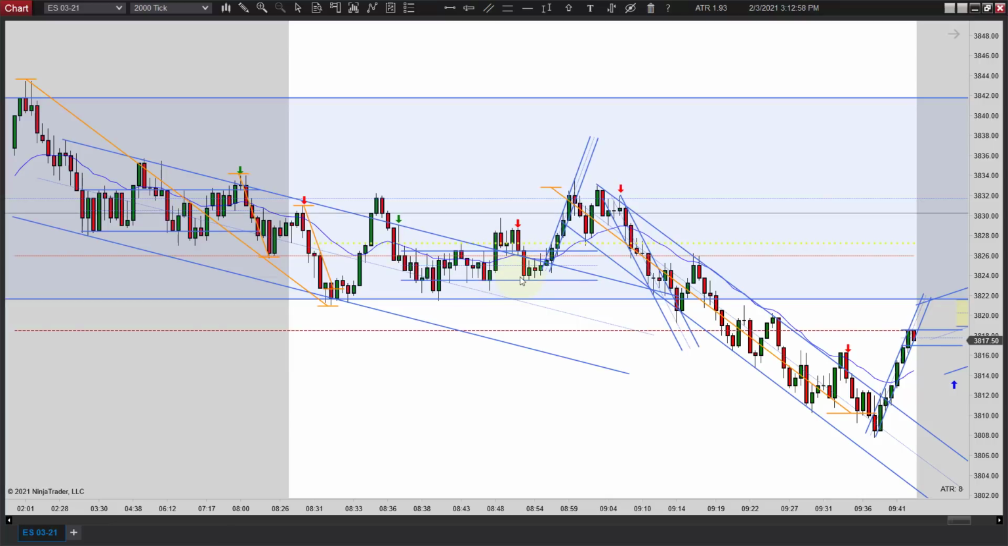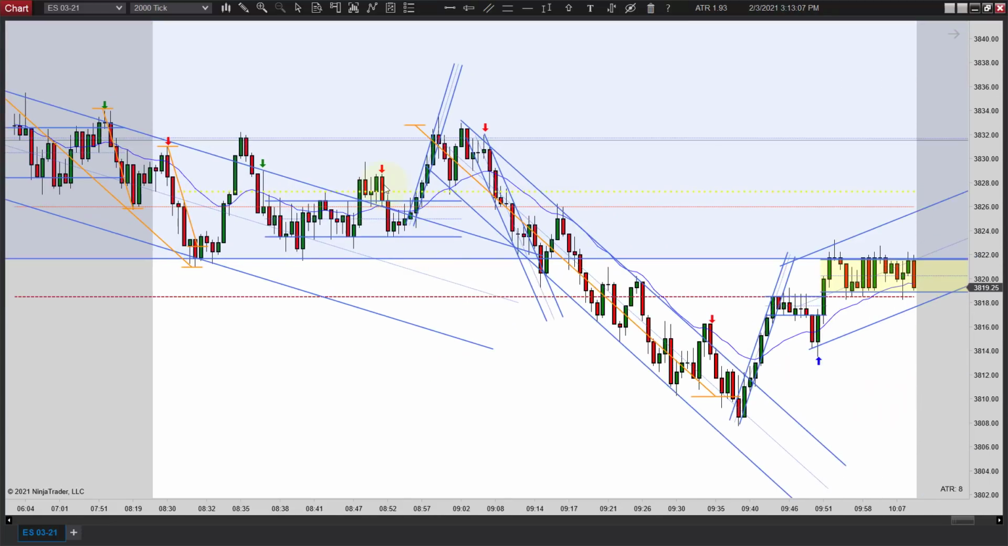This is why you've got to have room to get out, because look where it bounces, right at the same lows, and it goes higher and would stop you out if you couldn't get out. But as long as you've got room there, take that trade on that lower high.